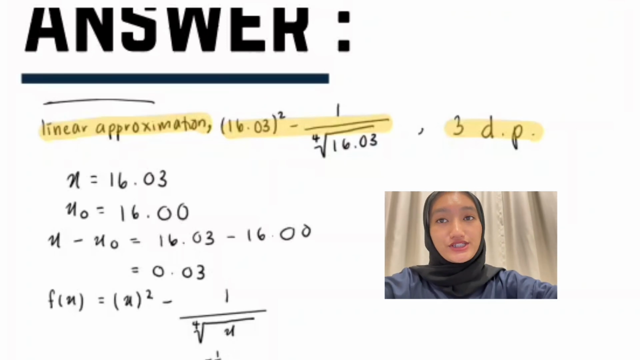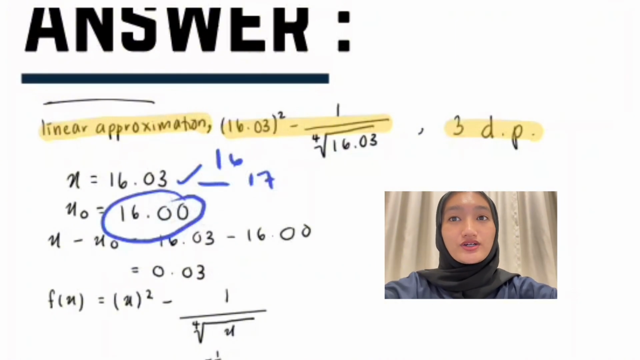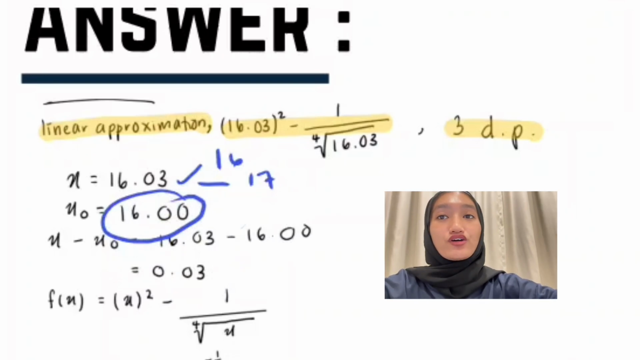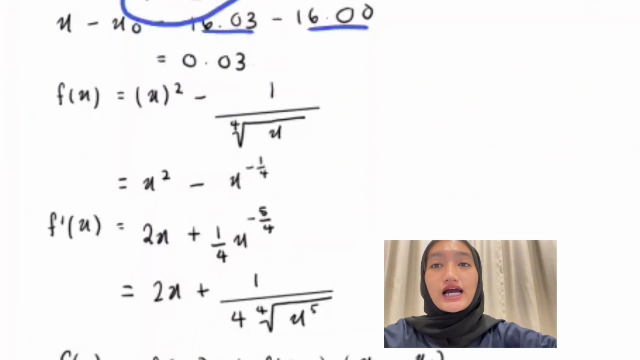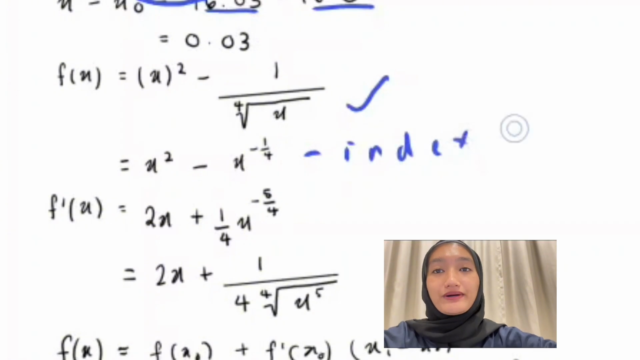Let x equal to 16.03 be a value we want to approximate. We define x naught by selecting the closest integer from x. We choose 16 as our x naught because 16 gives us a clean value when calculating with powers and roots. Then we minus x with x naught and we get 0.03. We set our general equation with f(x) equal to x^2 minus 1 over the 4th root of x, and we rewrite it in index form, which is x^2 minus x to the power of negative 1/4.